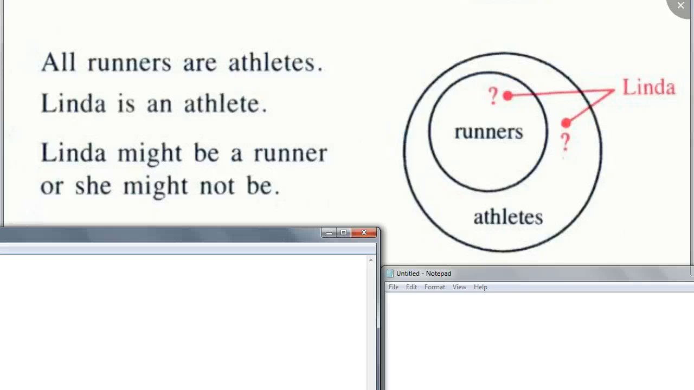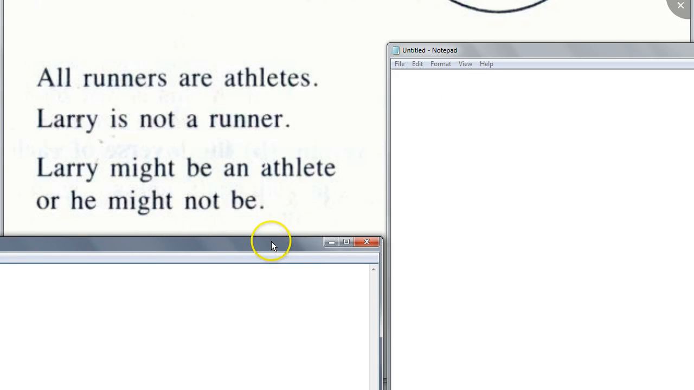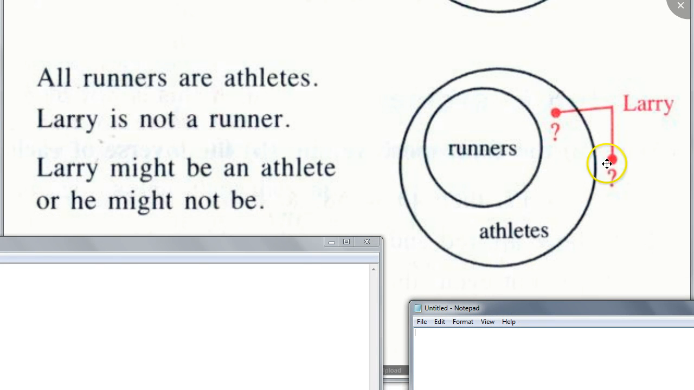Okay, let's move on. This example, again, same Venn diagram because it's the same statement. All runners are athletes. What about Larry is not a runner? Go ahead, discuss. What do you guys think? Iveta, what would you say? Yeah, may or may not be an athlete because here's the picture. It says Larry's not a runner, so Larry could be inside the athlete circle or outside of it. Would you not agree?